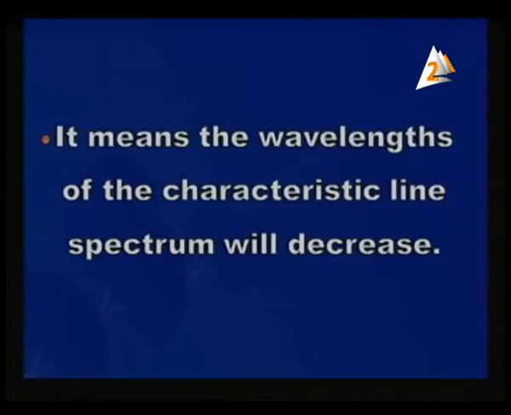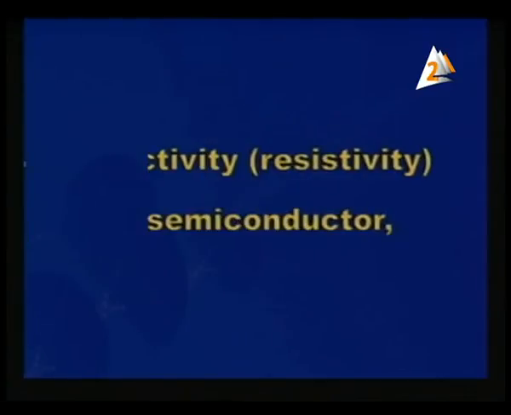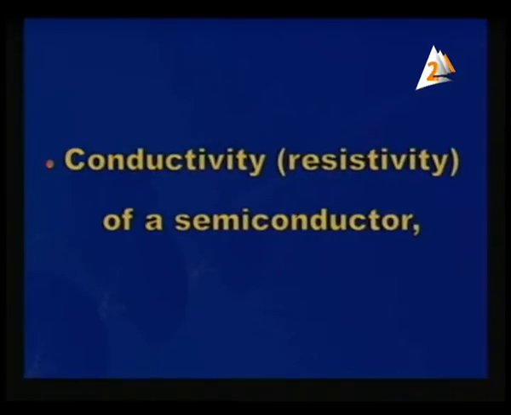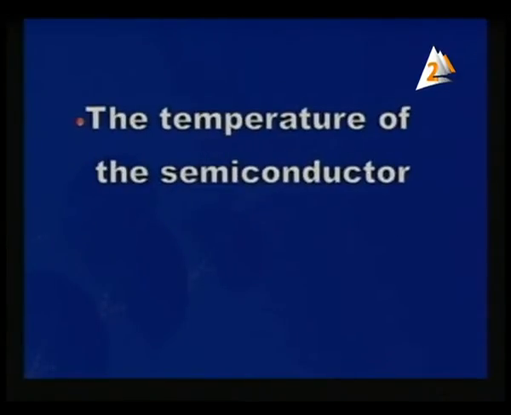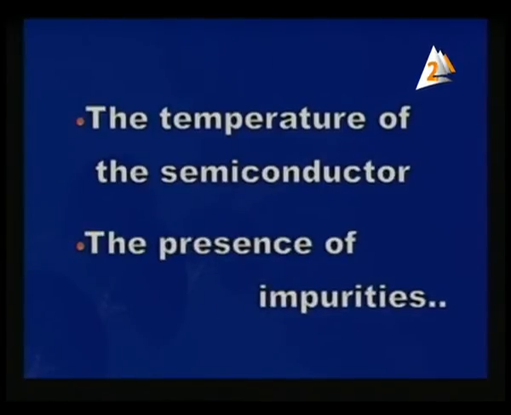This means the wavelengths of the characteristic line spectrum will decrease when the atomic number is increased. Factors affecting conductivity or resistivity of a semiconductor. Actually, it depends on two factors: temperature of the semiconductor, as conductivity increases as temperature rises, and addition of impurities. So the presence of impurities affects conductivity of a semiconductor.